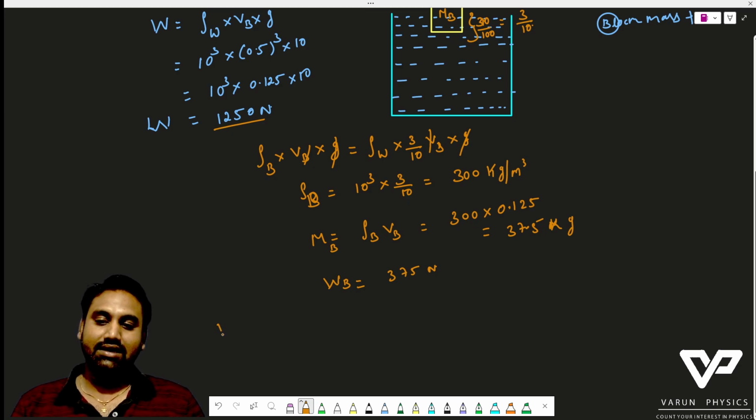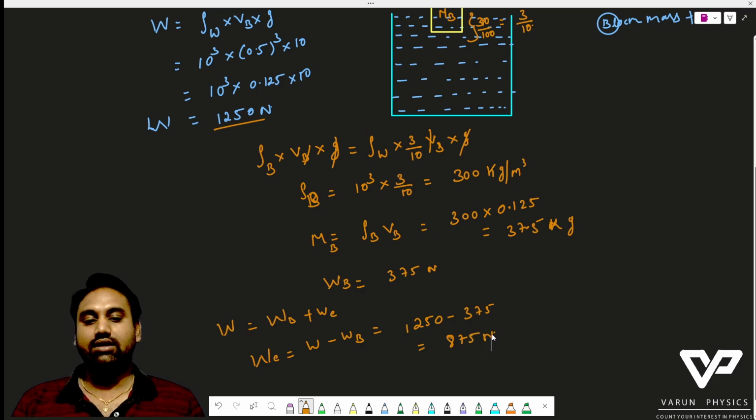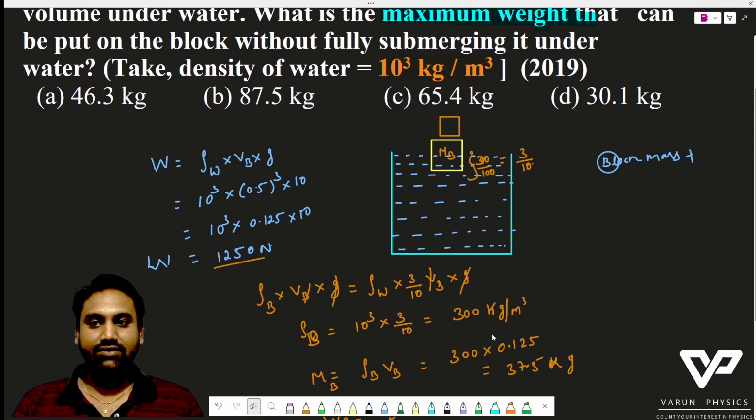Therefore, the total weight is equal to the weight of the block plus the extra weight we have put on the block. So the extra weight is equal to the total weight minus the weight of the block. That is 1250 minus 375. On simplifying this, we get approximately 875 Newton. We'll check the options. In the options, we don't have 875 Newton, but we have 875 kg. Dividing by 10, we'll get 87.5 kg. So option B is the right answer. I hope you understood the things. Thank you.